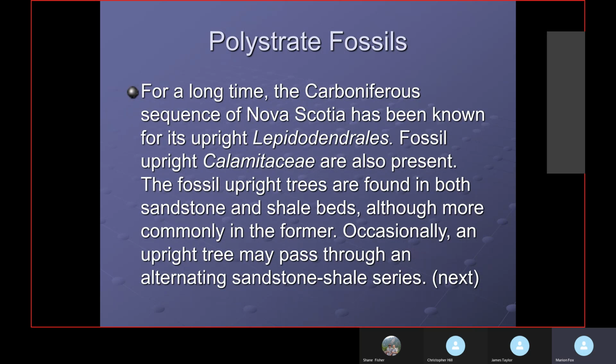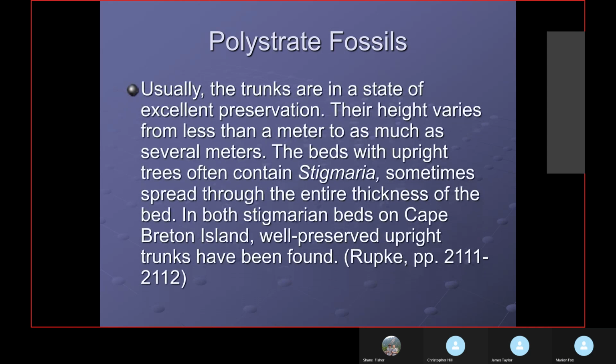For a long time, the Carboniferous sequence of Nova Scotia has been known for its upright fossils. Lepidodendron fossils, and so we have two different fossils also present. The fossil upright trees are found in both sandstone and shale beds, although more commonly in the former. Occasionally, an upright tree will pass through an alternating sandstone-shale series. Usually, the trunks are in a state of excellent preservation. Their height varies from less than a meter to as much as several meters. The beds with upright trees often contain stigmaria, sometimes spread through the entire thickness of the bed. In both stigmarian beds on Cape Breton Island, well-preserved upright trunks have been found, Rupke tells us.